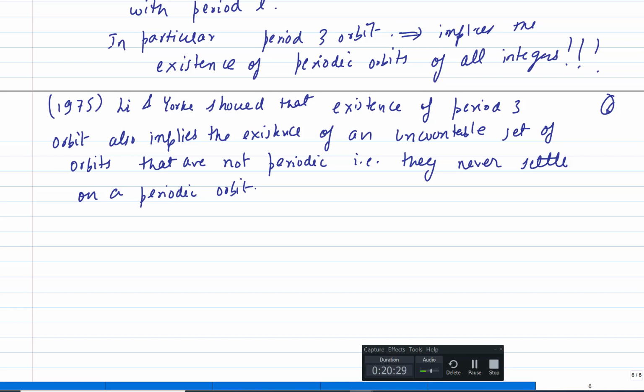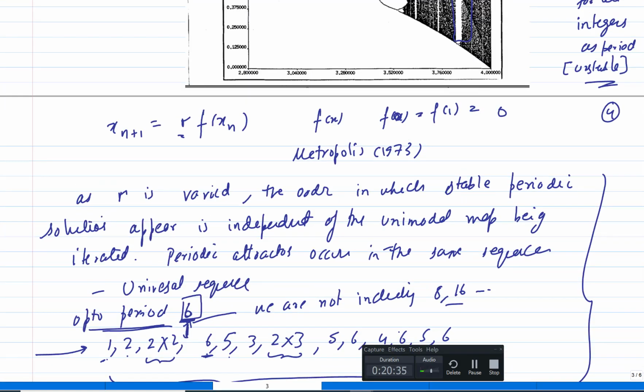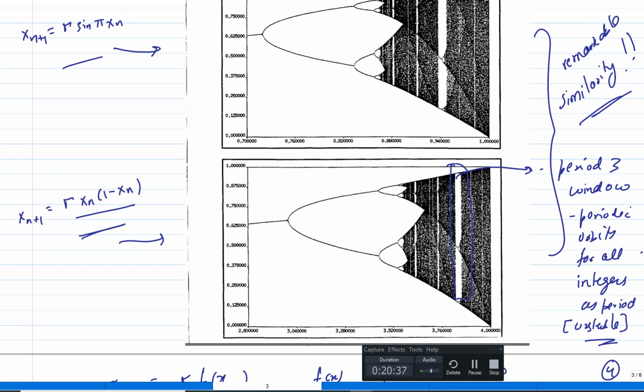Of course, in a period 3 window, as our example, such unstable orbits do occur. But since the only stable attractor is the period 3 orbit, all these aperiodic trajectories are unstable. That is, once we start very close to such an unstable trajectory, we'll settle on the period 3 attractor.